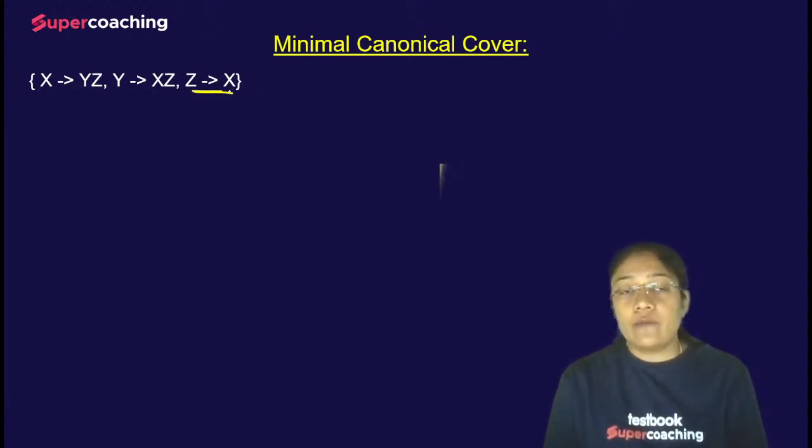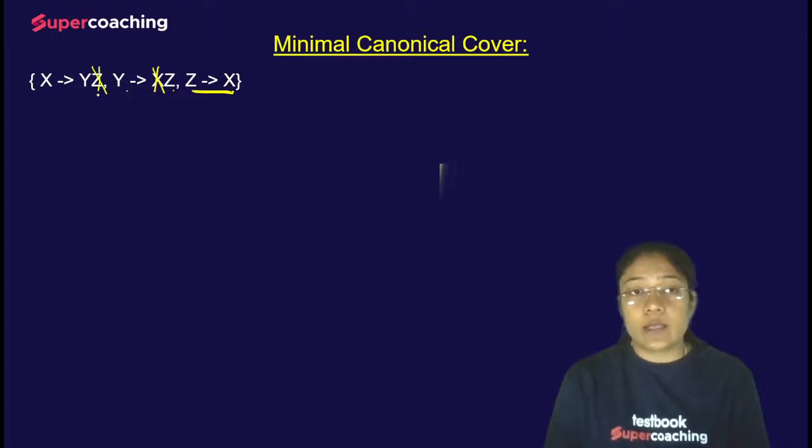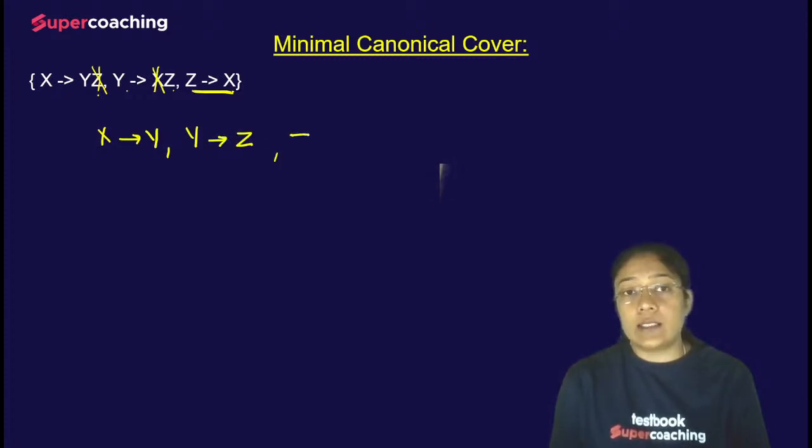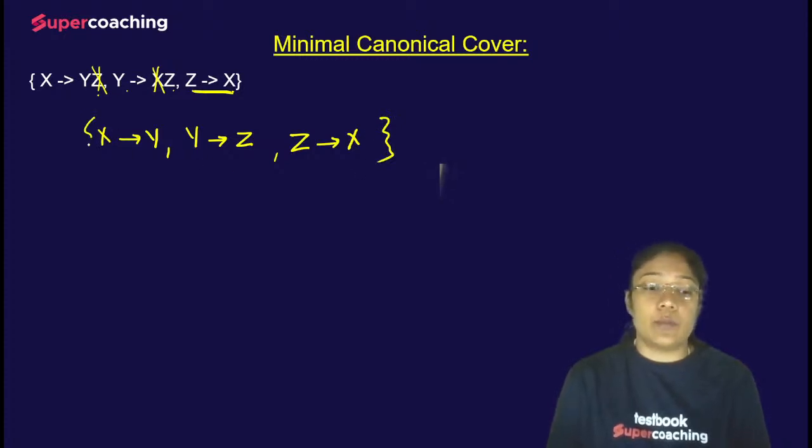So here we have Z determines X. So X will be the extraneous attribute. Y determines Z. So Z will be the extraneous attribute. We get X determines Y and Y determines Z. Z determines X. This is the minimal cover.